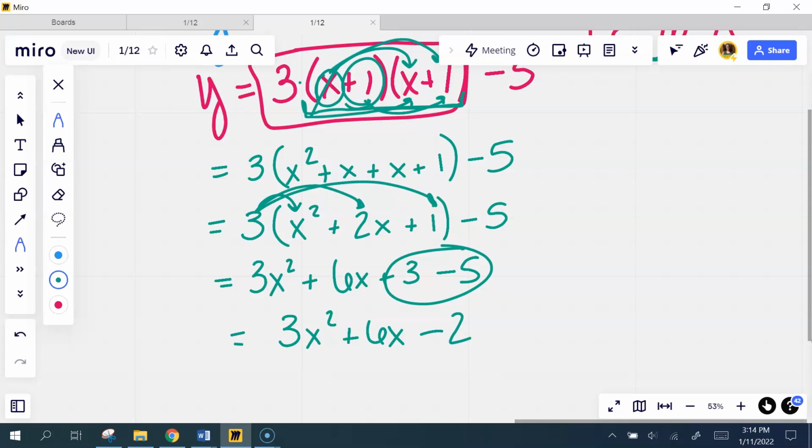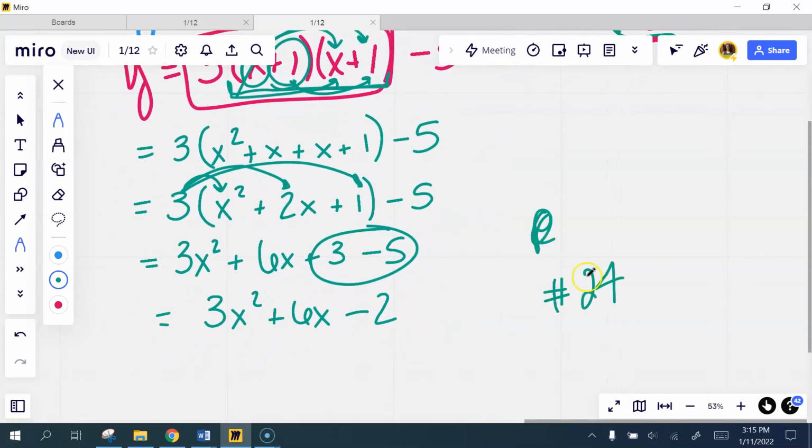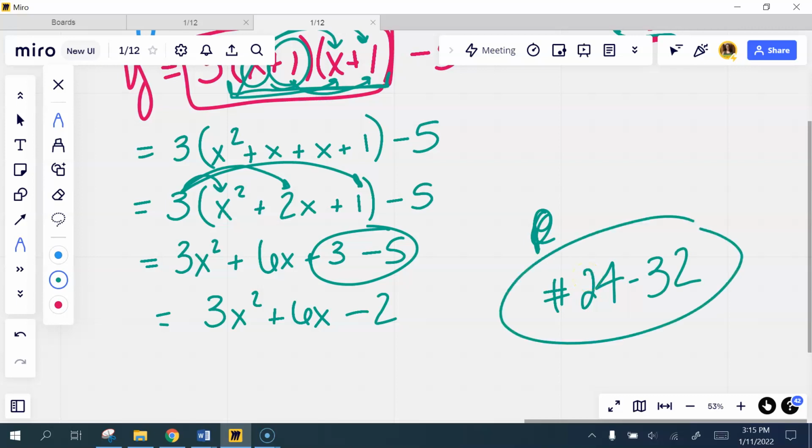So what I'm going to have you do is complete some work. I am going to post again the pages that you need. You're going to do 24 through 32. The problems are exactly like this. Make sure you show all your work and all your steps.